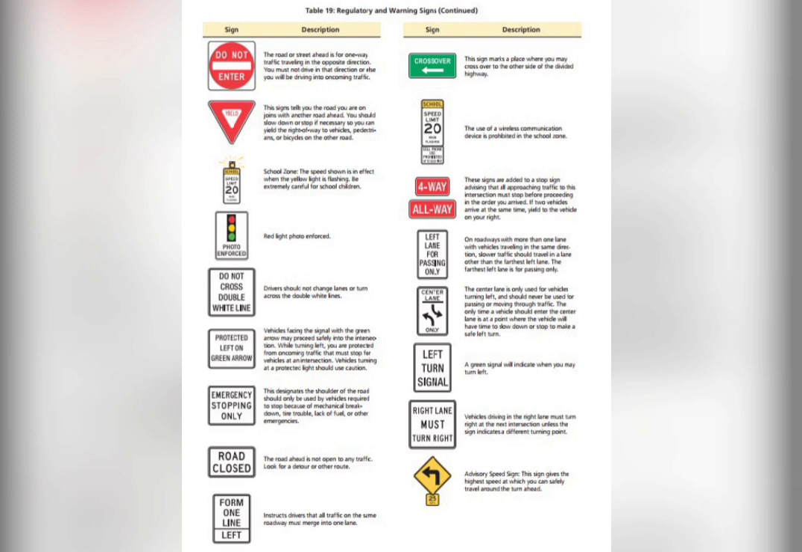The center lane is only used for vehicles turning left and should never be used for passing or moving through traffic. The only time a vehicle should enter the center lane is at a point where the vehicle will have time to slow down or stop to make it. Safe left turn. A green signal will indicate when you may turn left. Vehicles driving in the right lane must turn right at the next intersection unless the sign indicates a different turning point. Advisory speed sign. This sign gives the highest speed at which you can safely travel around the turn ahead.